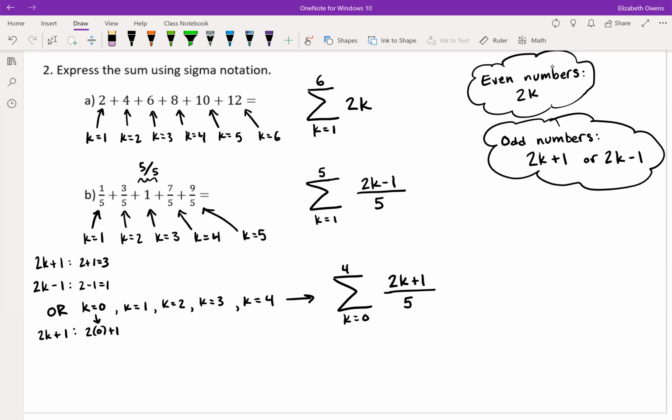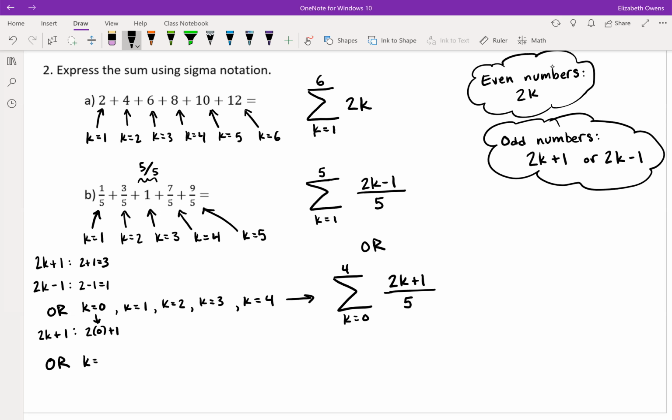Let's also check the last term on this one, just to make sure. 2 times 4 plus 1. Okay, that would be 9 over 5. Good, 9/5. If you check through the ones in the middle as well, it works out. So you could have either one of these. Or someone had also mentioned a starting index of k equals -2. Do you guys want to look at that one as well? So I think we could work that in. Yeah, okay, let's do it.